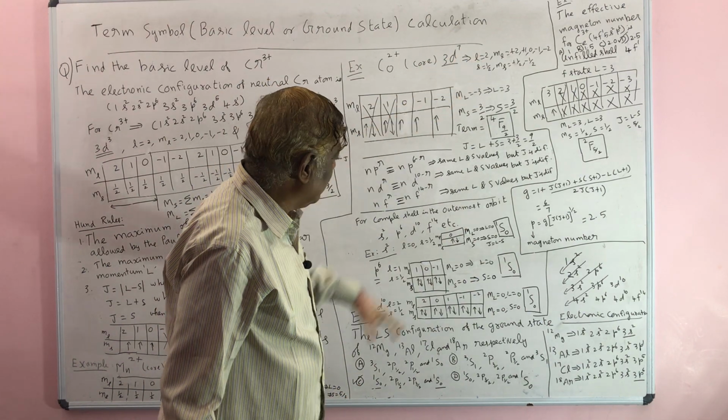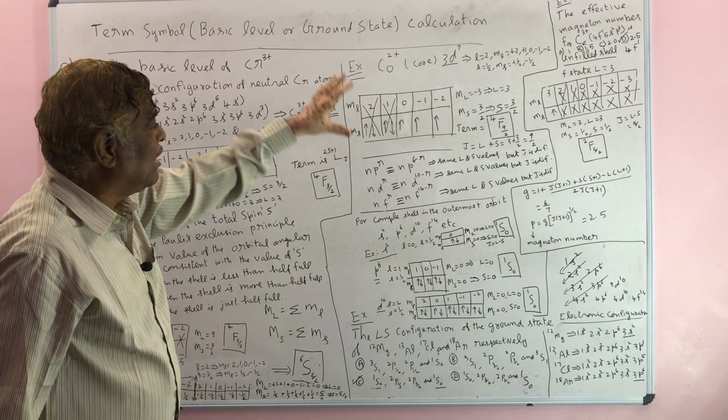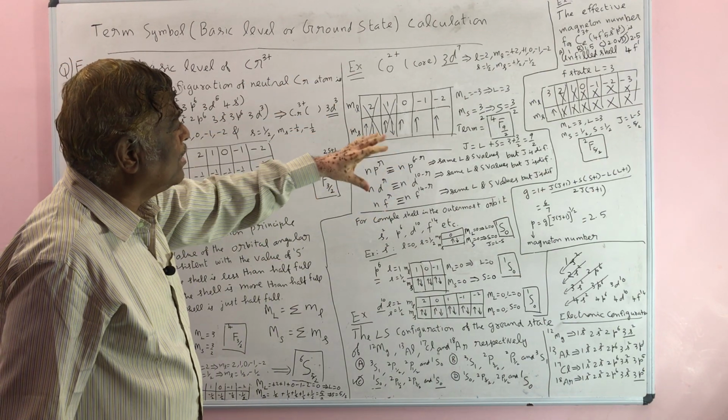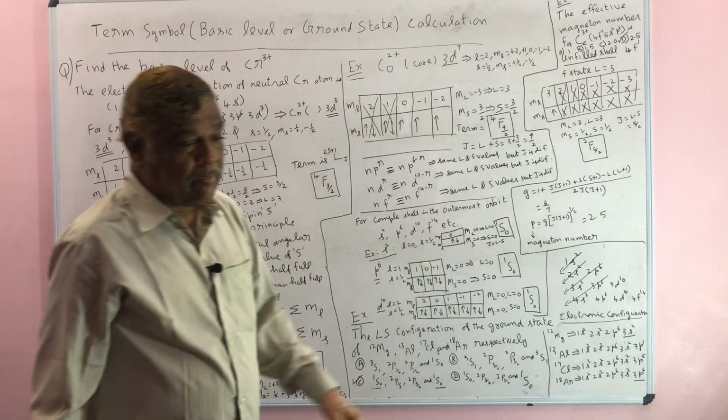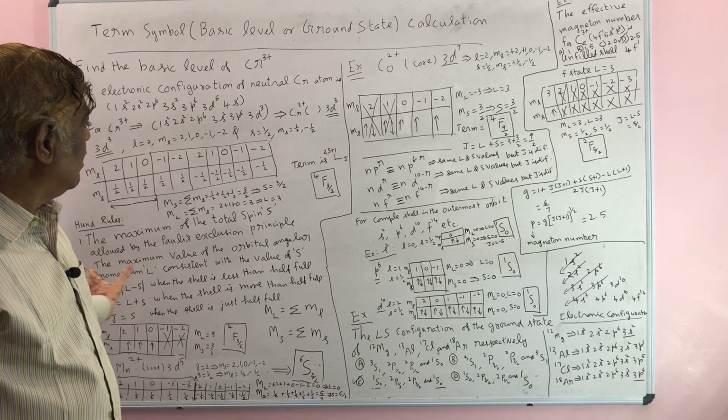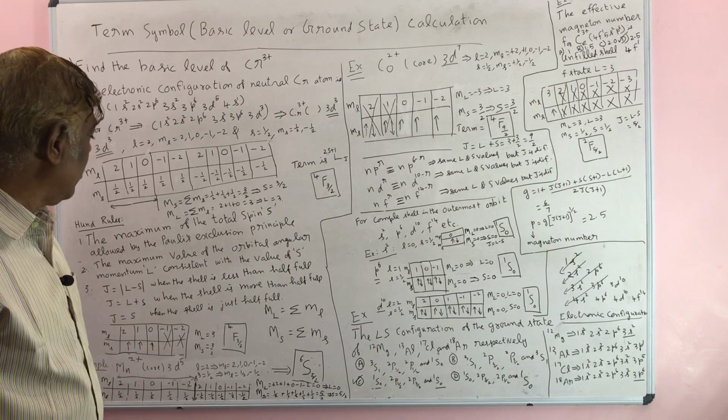So first you have to determine the term value. Using the term value, you have to find the magneton number. So this method will be useful in calculating the term value.